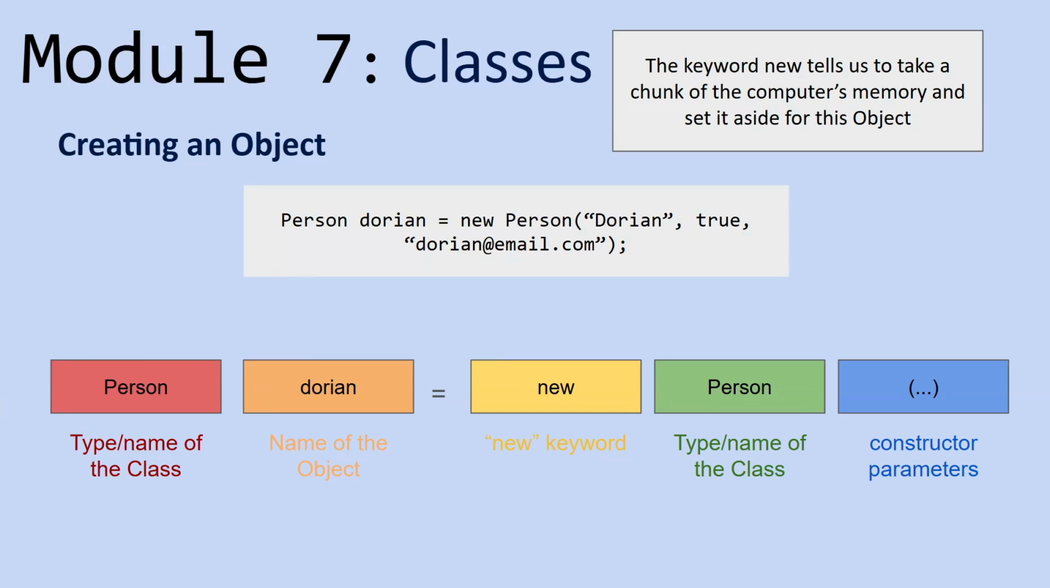You have to use the new keyword to tell Java that hey, we're taking a chunk of the computer's memory. We need to set that aside for making a new object. And then person is the type slash name of the class. That's where we're calling the constructor. And then inside these parentheses will be any parameters the constructors take. Sometimes the constructor doesn't take any parameters, but a decent amount of the time it does. So here you can see an example with the person class. Cool.